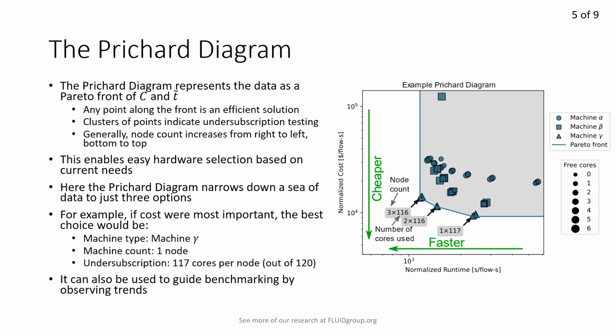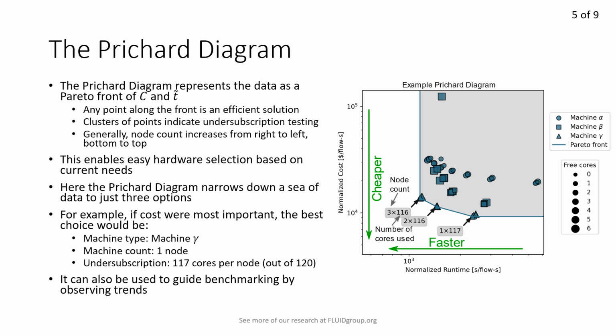So this Prichard diagram enables easy hardware selection based on whatever your current needs are. Here we've got probably 50 data points, and instantly we've narrowed it down to just 3 options. So for example, if cost were the most important factor, we can just look and see, okay, what's the bottom point on the Pareto front? And it's 1 node of machine gamma with 117 cores per node. And then if your objectives change and you want the fastest option, just pick the leftmost point on the Pareto front, which is 3 nodes of machine gamma with 116 cores per node.